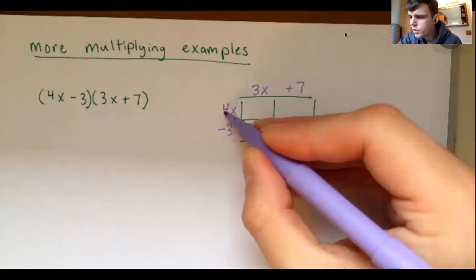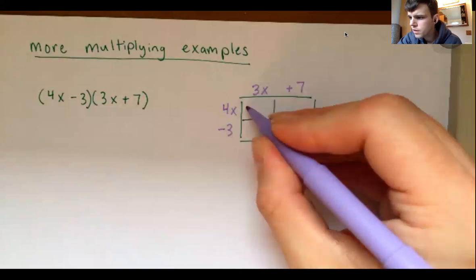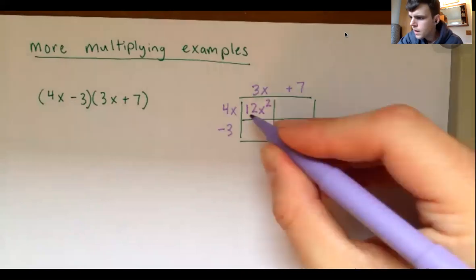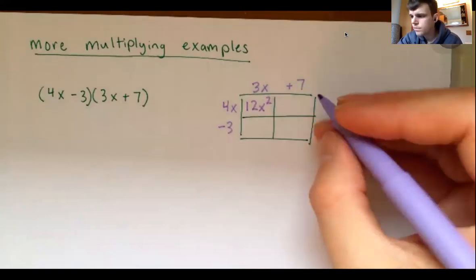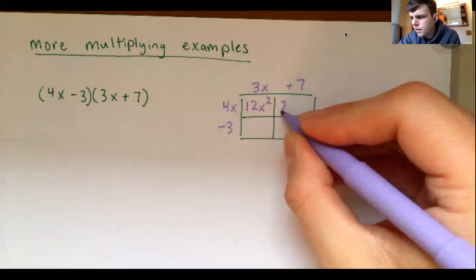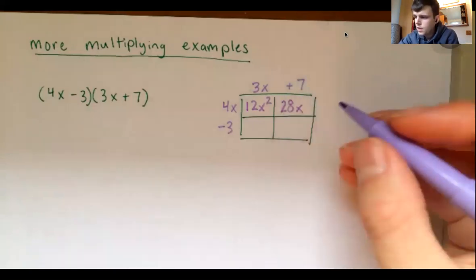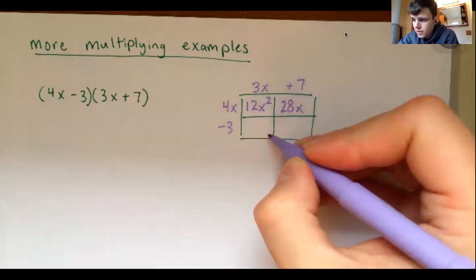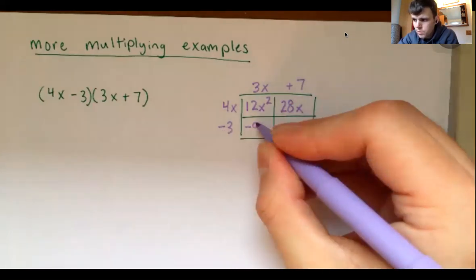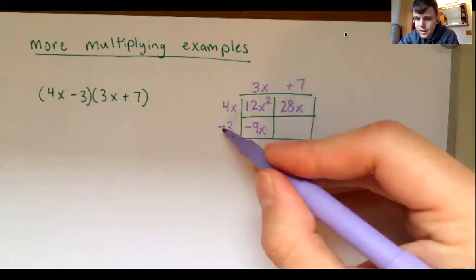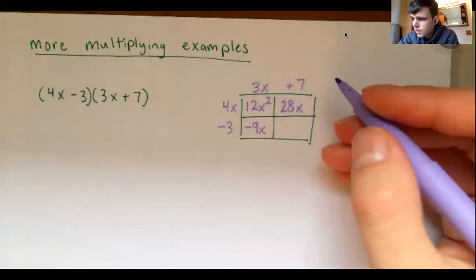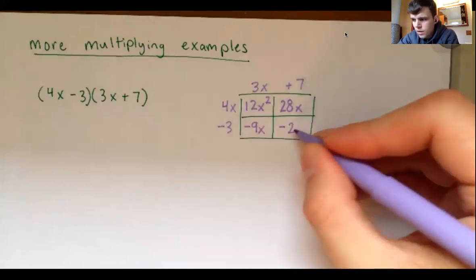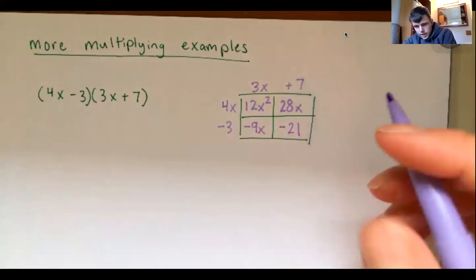So I have 4x times 3x. That's 12x to the second power. Now I have 4x times 7, which is 28x. Then I have 3x times negative 3. It's going to be a negative 9x. That's one of the important things to keep in mind if you have a negative number, to make sure you do that appropriately. 7 times negative 3. Great, so we've done all the multiplication.